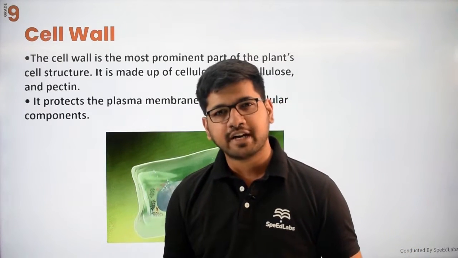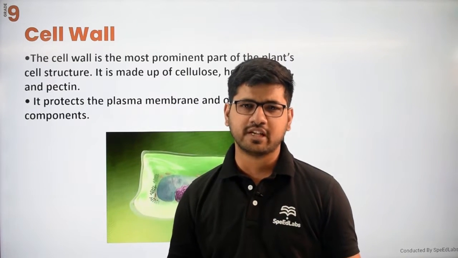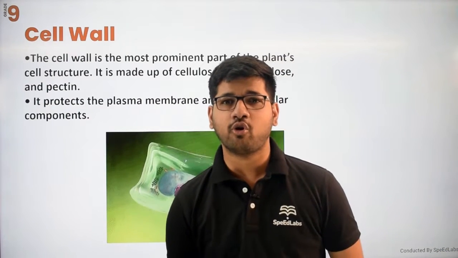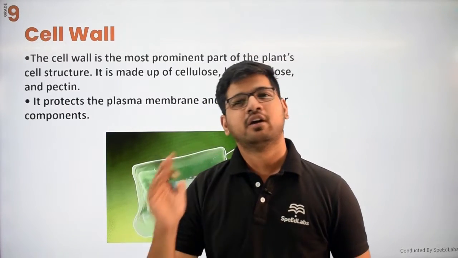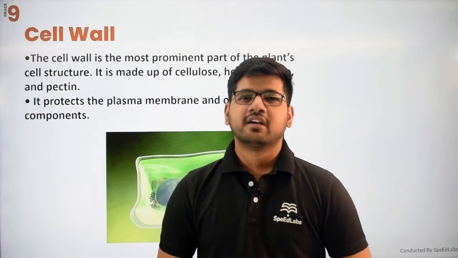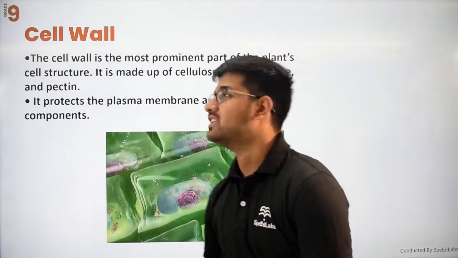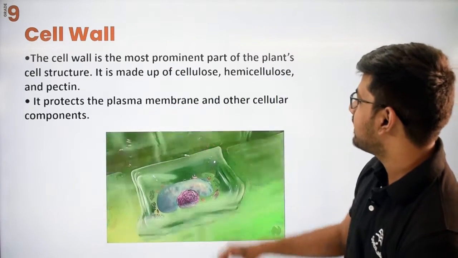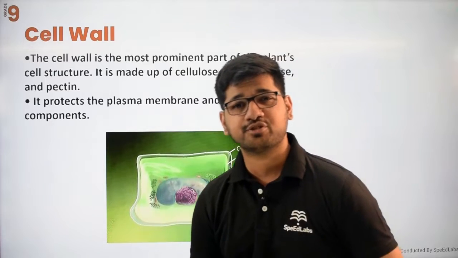You may find it hexagonally placed, as in the case of many kinds of cells, as you may have seen in onion peel slides, or you may find it irregular, wavy, whatsoever. All of these structures and shapes are designated with the help of the cell wall. It is made up of cellulose, hemicellulose and pectin. That is really important to remember.